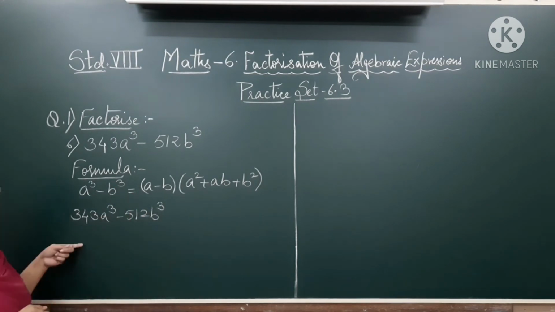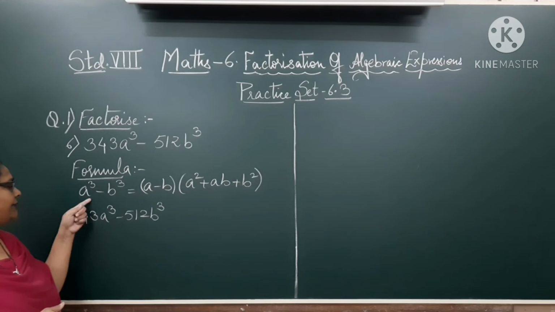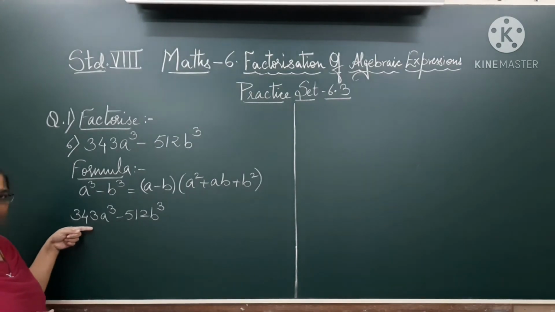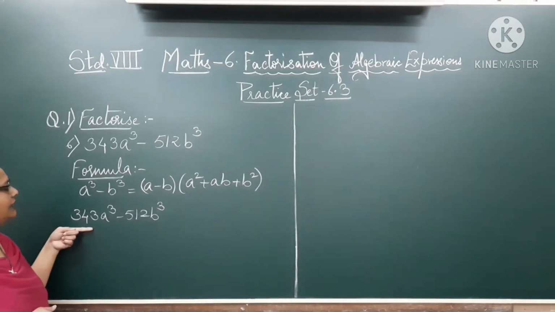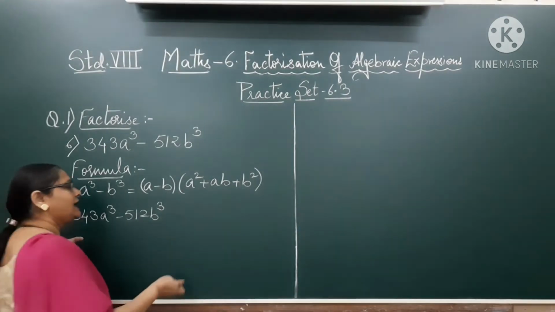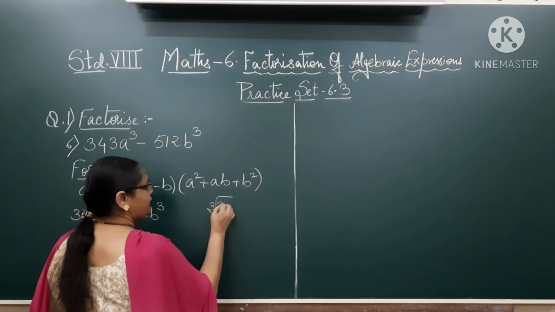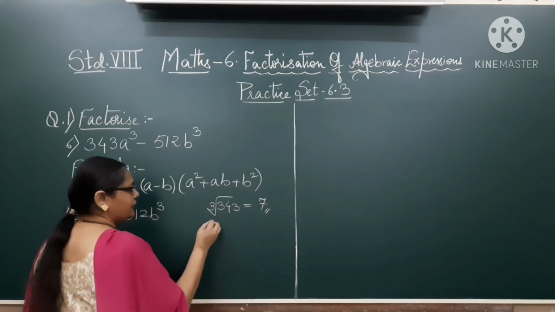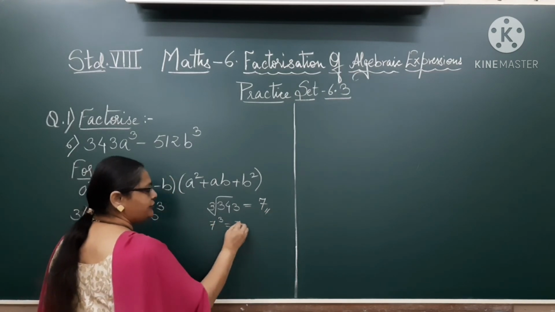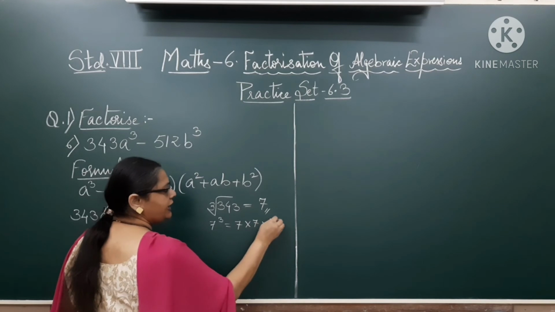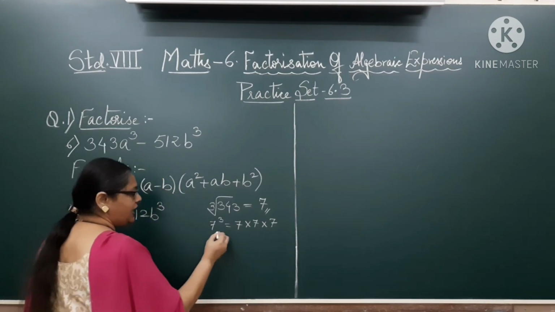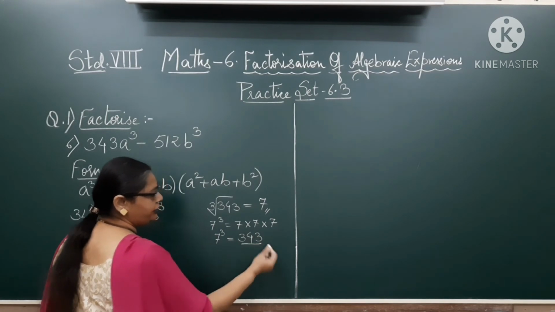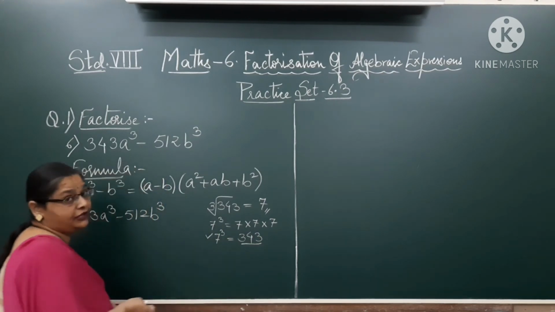Right, now I have the same variables a cubed and b cubed except that the coefficients are included. So let me find out just the cube roots of the coefficients. So the cube root of 343 is 7, right? Because I know 7 cubed is equal to 7 7s are 49, 49 7s are 343. So 7 cubed is 343. So instead of 343, I can use 7 cubed, right?